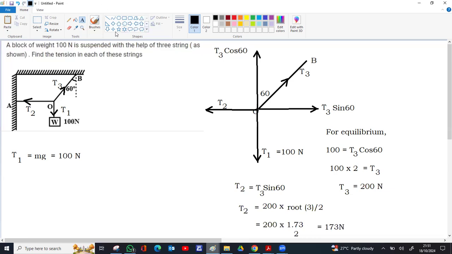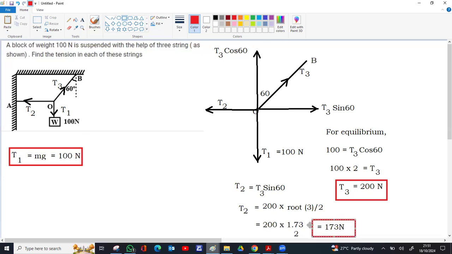Okay. So these are the tension on each wire. T1 downward, that is 100 Newton. T3 is 200 Newton, not T2, and T2 towards left is 173 Newton.